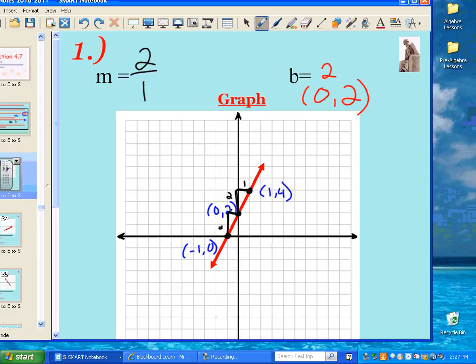Okay, step 3 that Miss Wingrove told you is plug them into the equation. What is the slope-intercept form equation based on that? Brian, C. Good. Y equals 2x plus 2. You're writing that in your notes above the graph where it says equation. Y equals 2x plus 2.